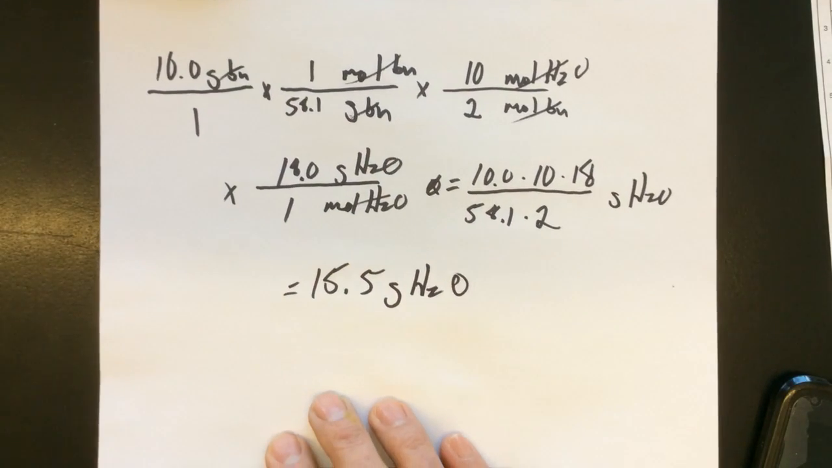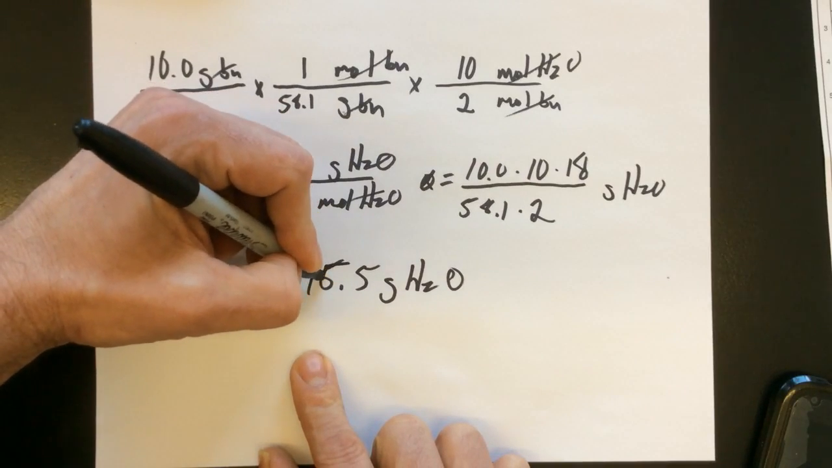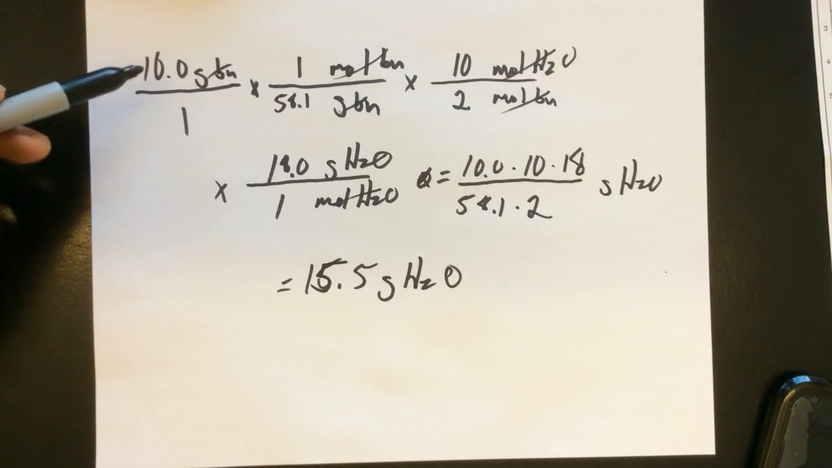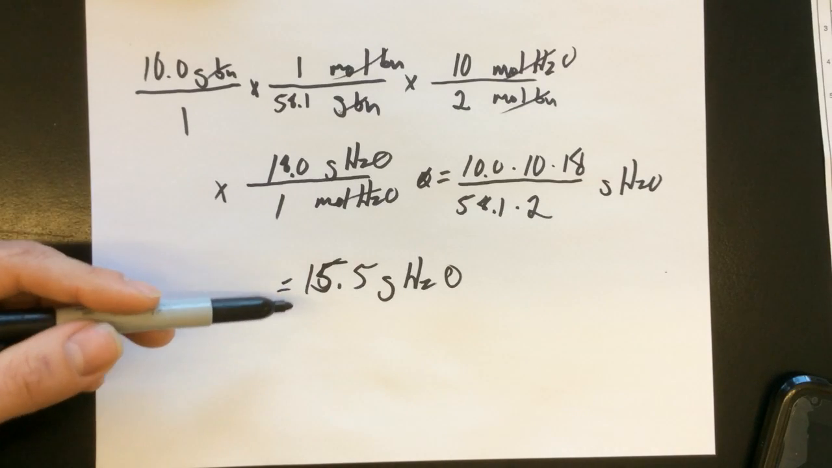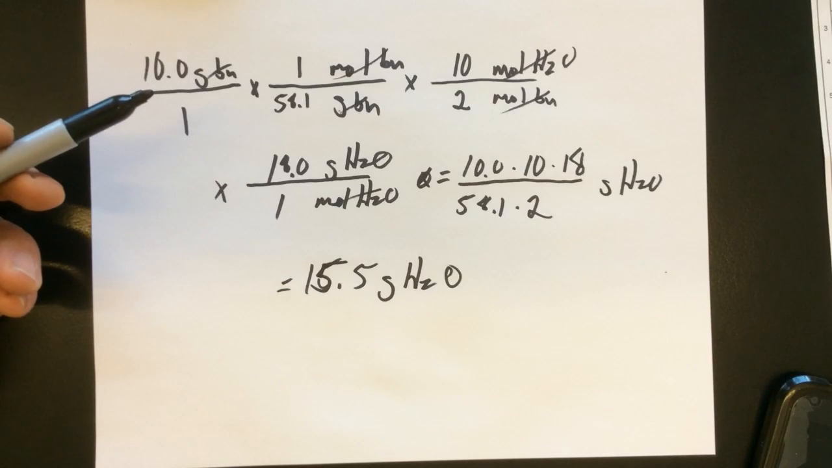And I've asked this question before, and I'll ask it again. Does this answer make sense? Believe it or not, that's a 5. And the answer is yes. All right, we started off with 10 grams of butane, and we got 15 grams of water. It's more water than butane that we started with.